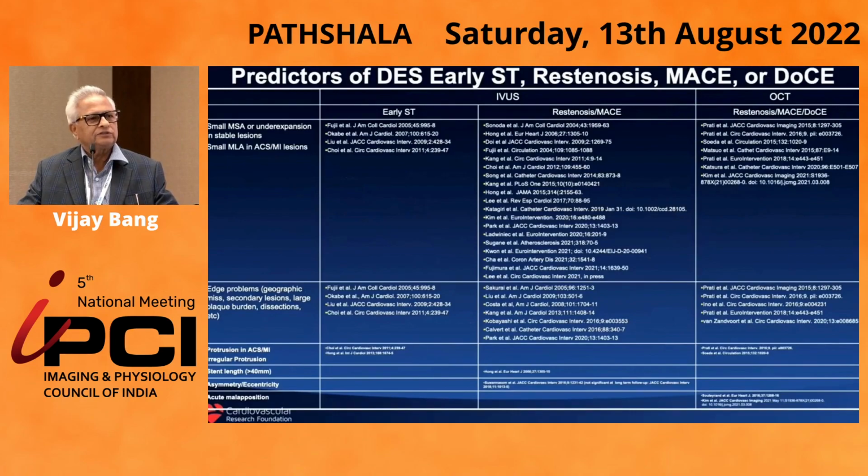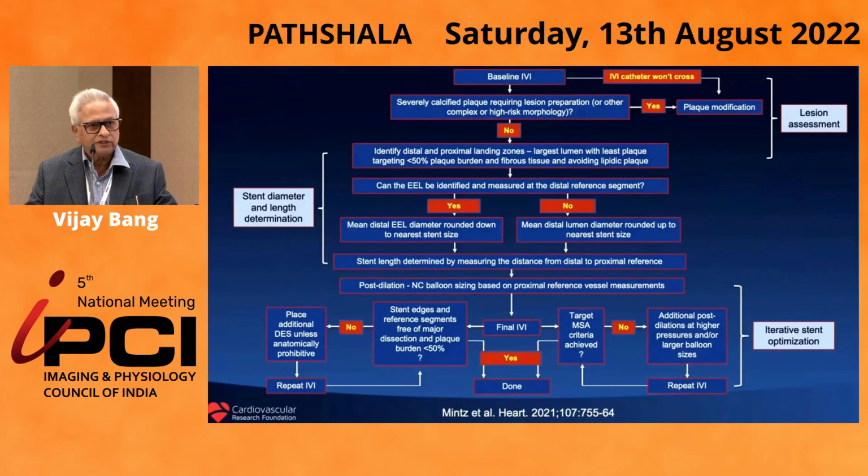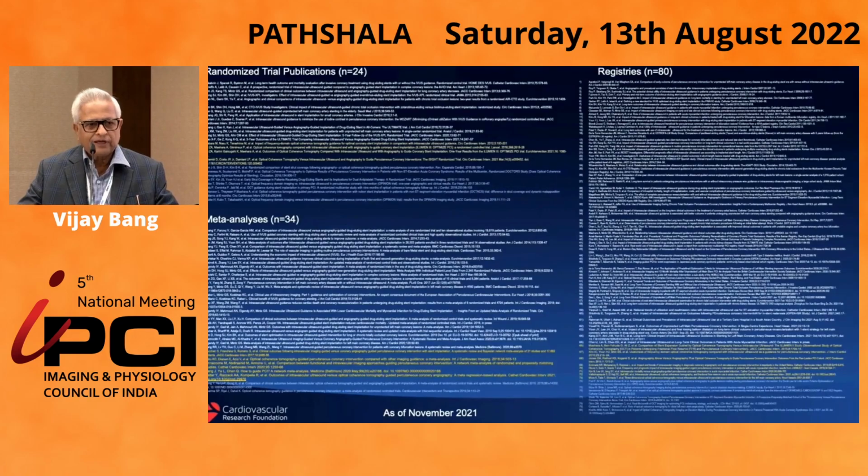What are the predictors of restenosis or stent failure or thrombosis? Mainly, these studies have revealed there's under-expansion of the stent, and next best is geographic miss and edge dissection. The rest that we are talking about are very few. So optimizing the stent becomes very important, and this algorithm has been set up to optimize the stent. If we follow this, we have a great result.